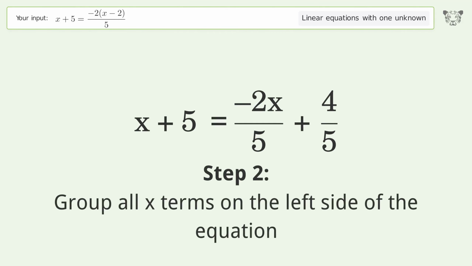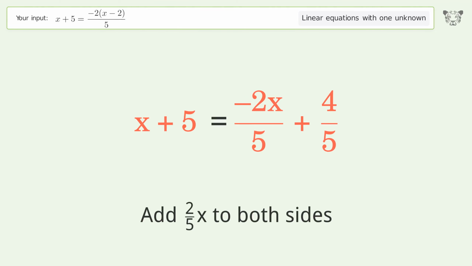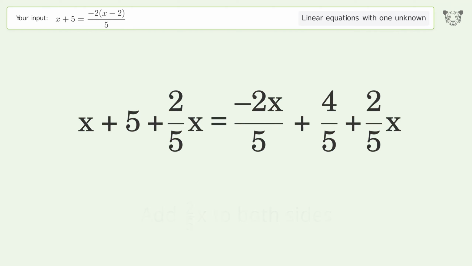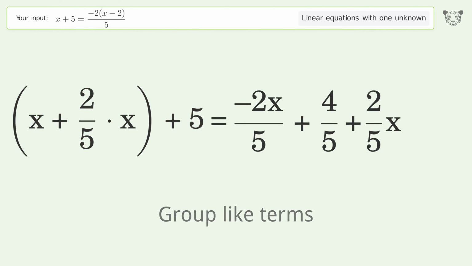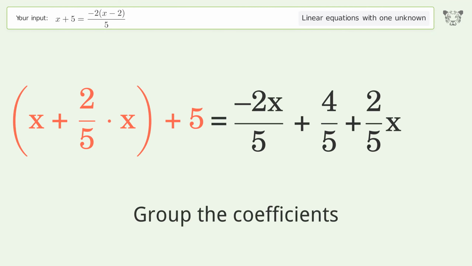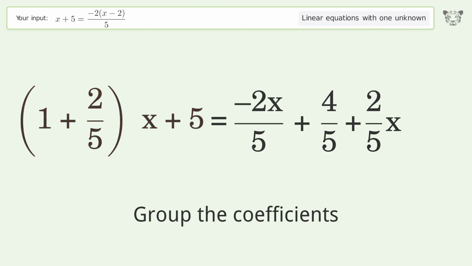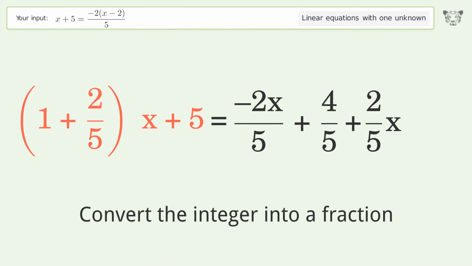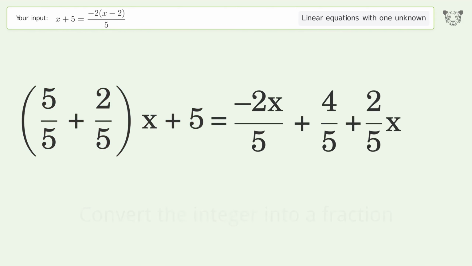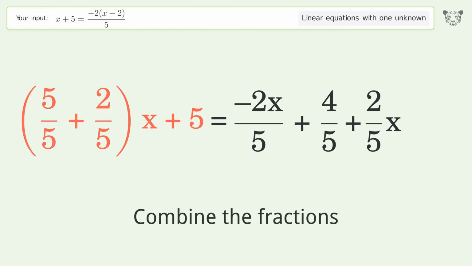Group all x terms on the left side of the equation. Add 2/5x to both sides. Group like terms. Group the coefficients. Convert the integer into a fraction. Combine the fractions.